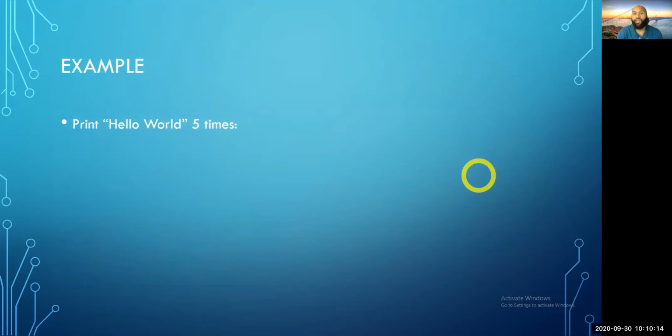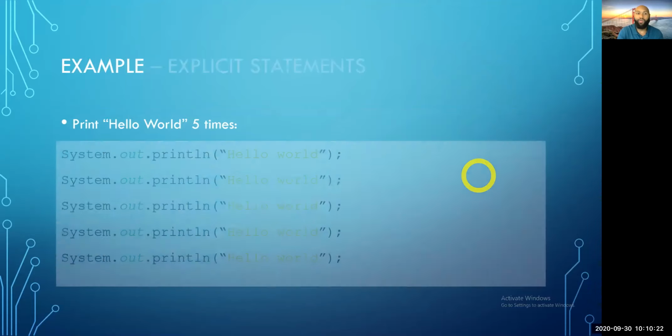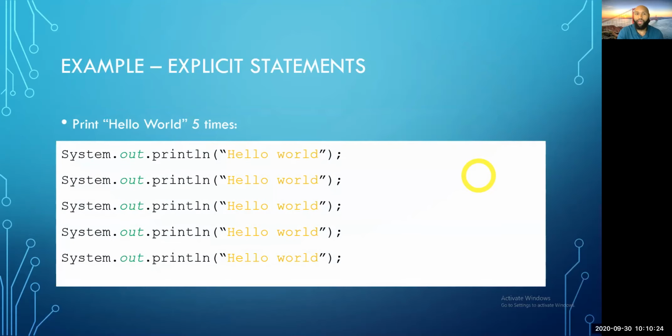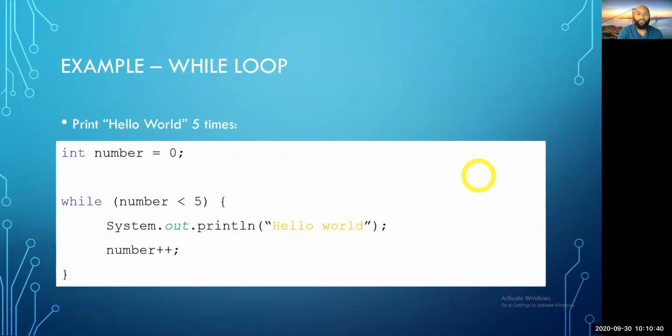So I just have a quick example. Say, for example, I want to print hello world 5 times, right? System.out.println hello world. You can do this with explicit statements, right? You would have to just repeat this 5 times. And what if this isn't 5? What if it says print hello world 500 times? You wouldn't want to write system.out.println hello world 500 times. This is where you would have a loop coming in.